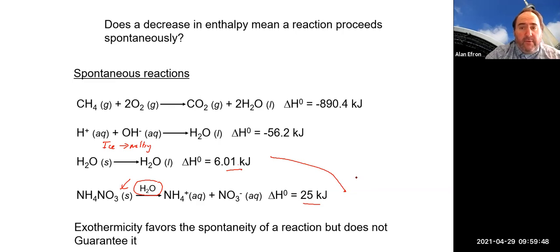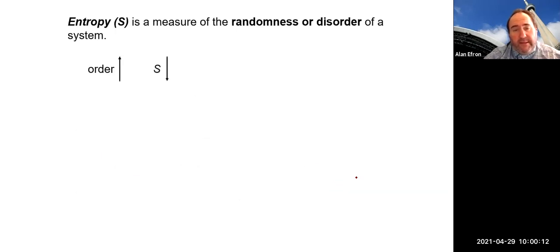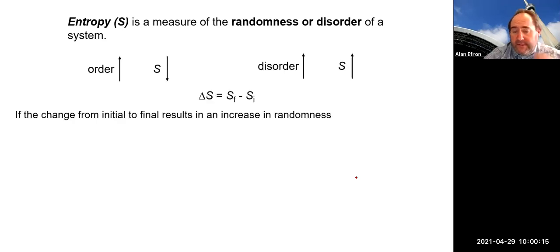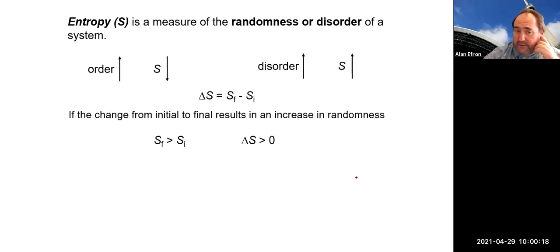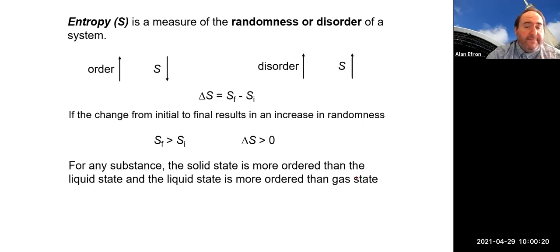So although it's a good step in terms of the reaction being spontaneous if you have a negative delta H, it doesn't necessarily always guarantee it. And if you have a positive delta H, that reaction would not necessarily be non-spontaneous. There are other conditions that we have to look at. One important thermodynamic condition is what we're going to talk about here, and this is what is known as entropy. Entropy is basically a measure of randomness or disorder of a system.